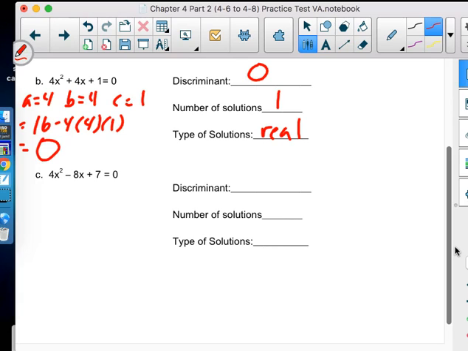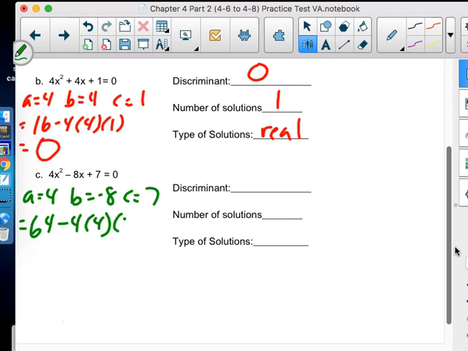How about C? Is that one ready to go? Equals 0 again. A is 4, B is negative 8, and C is 7. And so we'll have 64, because negative 8 squared is 64. Again, you wouldn't have to do that math in your head. Use parentheses, put it in your calculator. Minus 4 times 7. That does not look like good news.